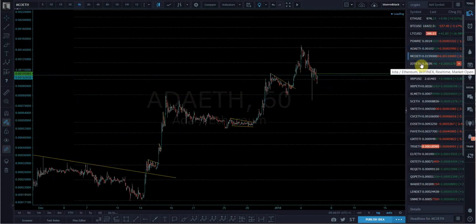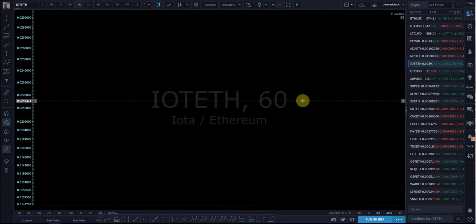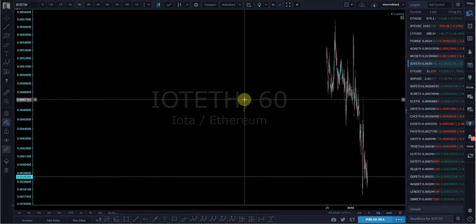This one, I'm upset with this trade. Actually, we won't even look at that. It's not really worth it. IOTA is a good one pretty soon.